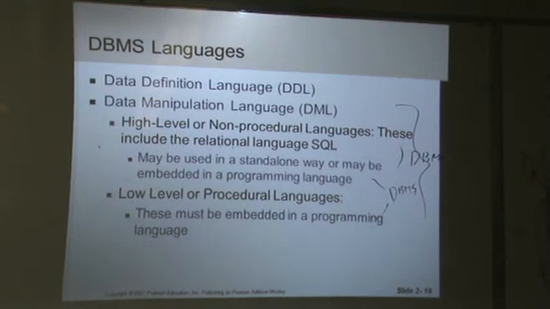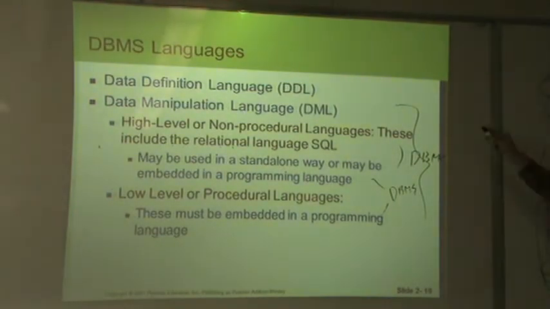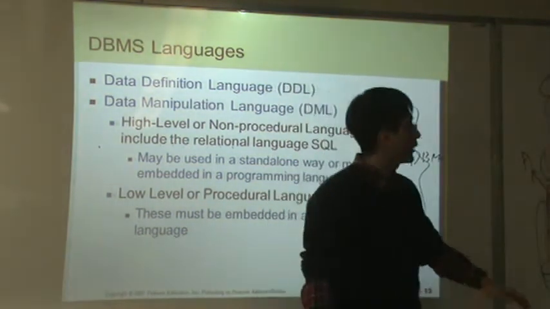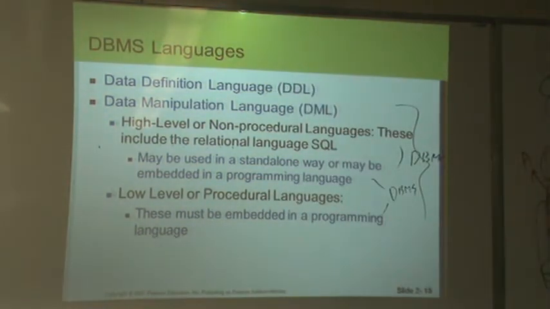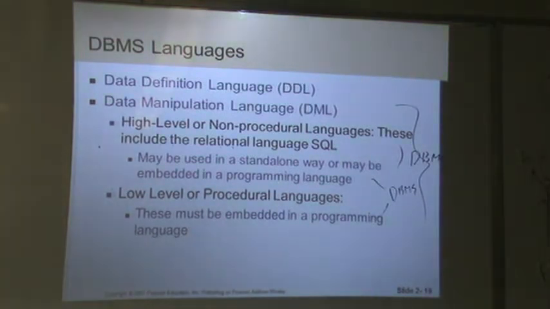There are three types of the language. One is data definition language. Another one is the data manipulation language. The third one is data control language. Definition language means you can create the database. You can create the column. You can create a table. You can create something. You can modify such a structure. It's called the data definition language.